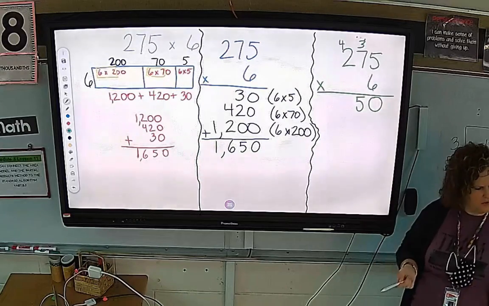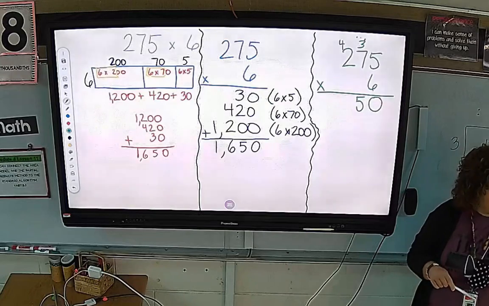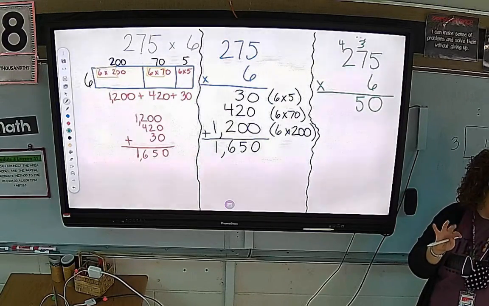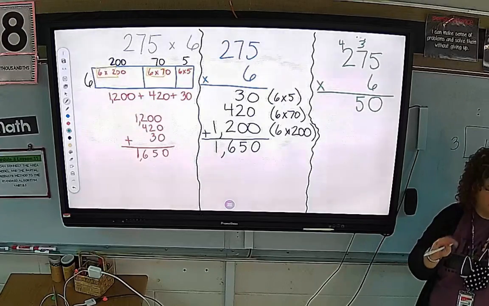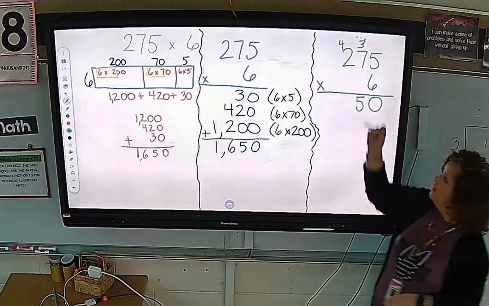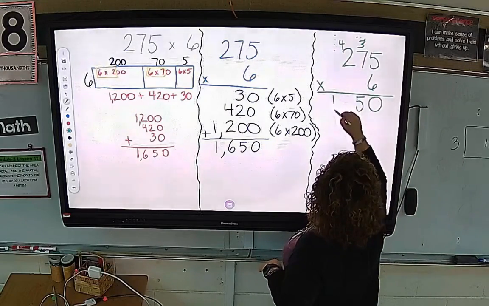6 and 2, which is what? No, that's adding them. 6 times 2 is... Everybody, what is it? 12. 6 times 2 is 12. Plus 4 more. 13, 14, 15, 16.